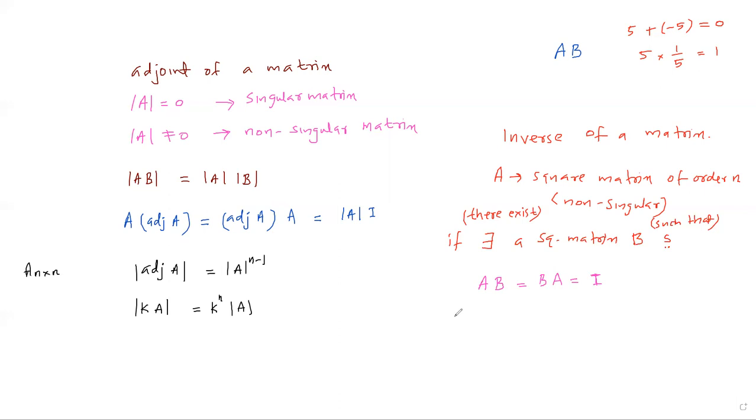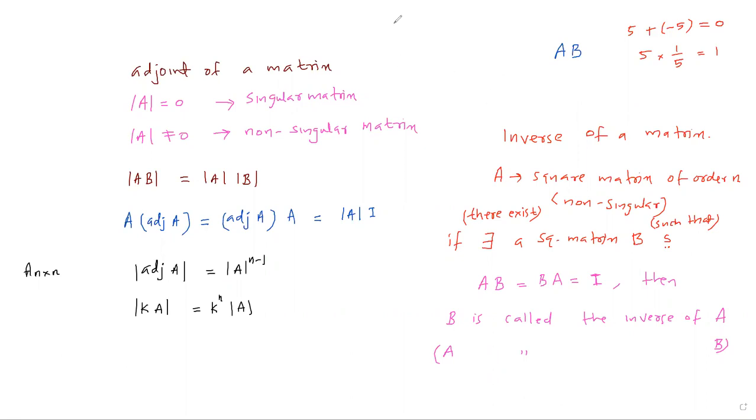If you get that, then B is called the inverse of A, or in the reverse way you can also say A is called the inverse of B. They are inverses of each other. Understood?